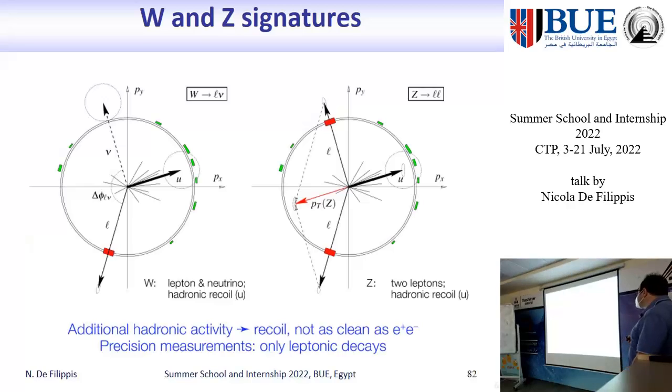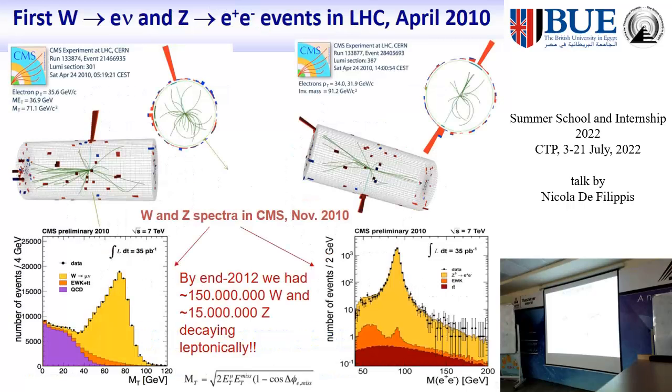What is the topology of those events? Well, in the case of the Z, you have two leptons, which will be very well identified because they generally have large momentum. And then you have the hadronic recoil from the hadronic interaction. And this is the result.